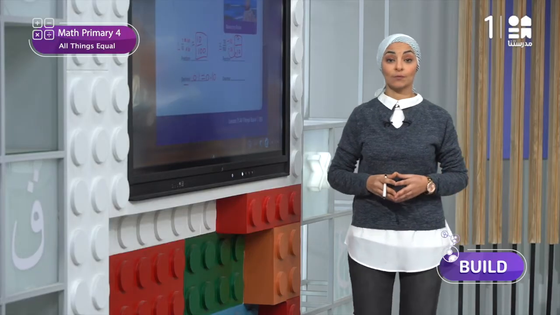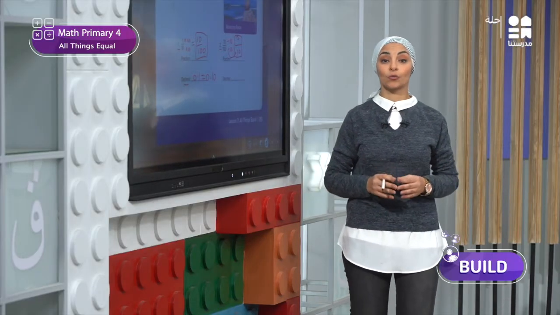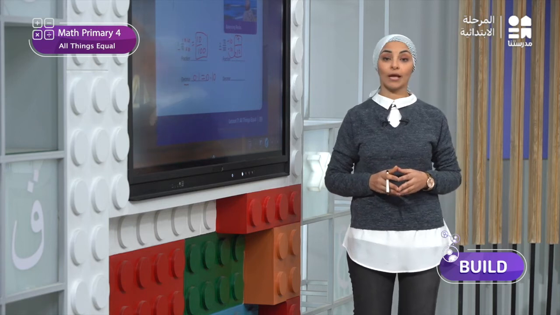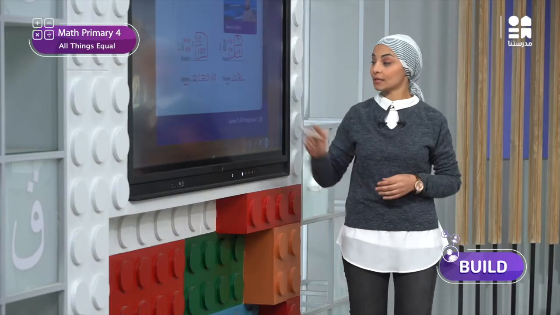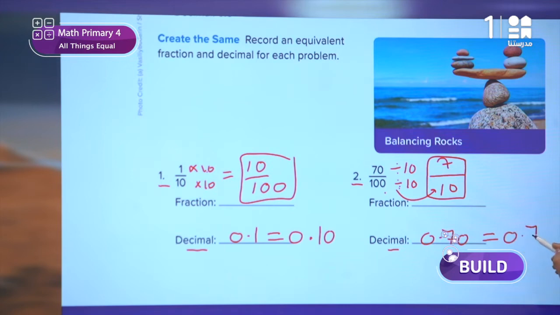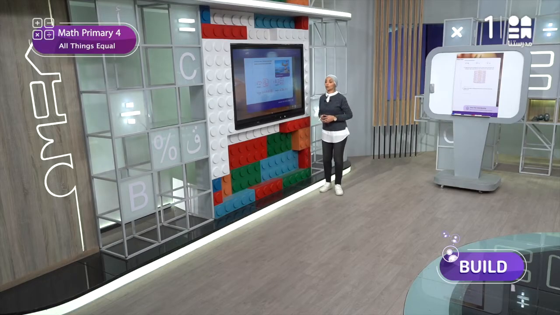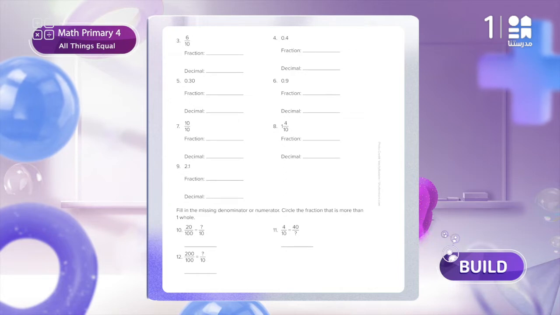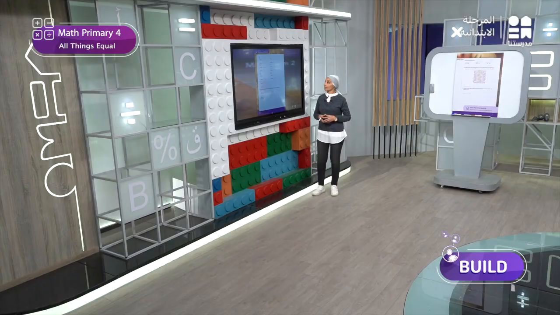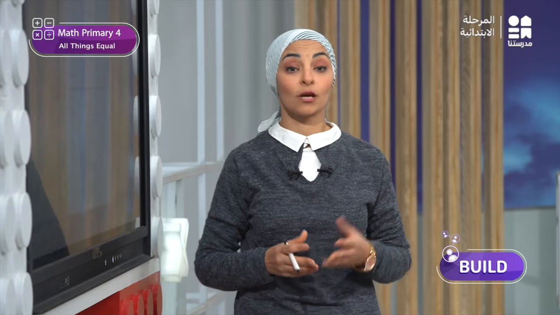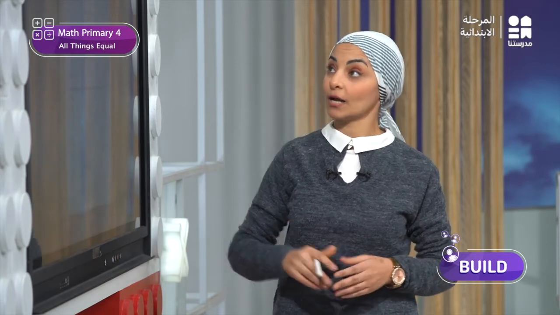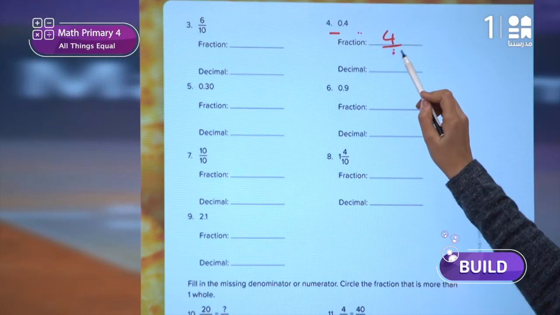What about the decimal? I want to find the equivalent decimal, right? The equivalent decimal to 70 hundredths is equal to 7 tenths. Now let's move to page 90, problem number 4. Here I have 4 tenths. The fraction that represents it is what? 4 over 10, right?